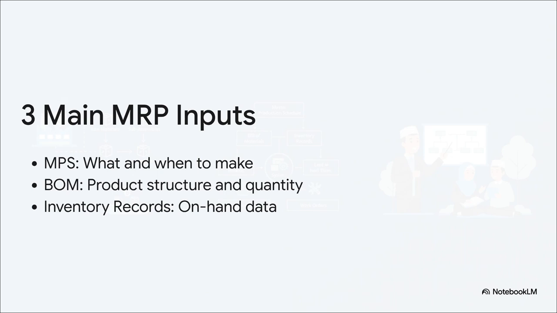First up is the Master Production Schedule, or MPS. This is your what and when. What final products are we making, and when are they due? Second is the Bill of Materials, the BOM, which gives us the product structure and the exact component quantities we need. And third, we have the Inventory Status Records. This gives us the real-time data, what's already on hand, our lead times, and our lot sizing rules.